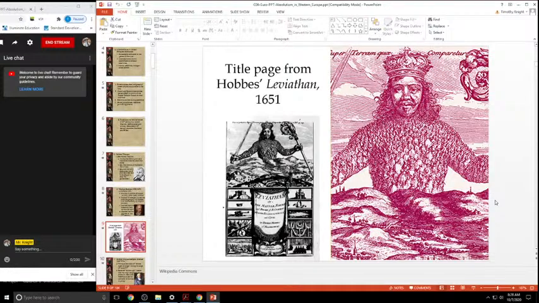Yet here he is making an argument that the king should be absolutist in nature. And so that's why he's not particularly popular in England at that time.